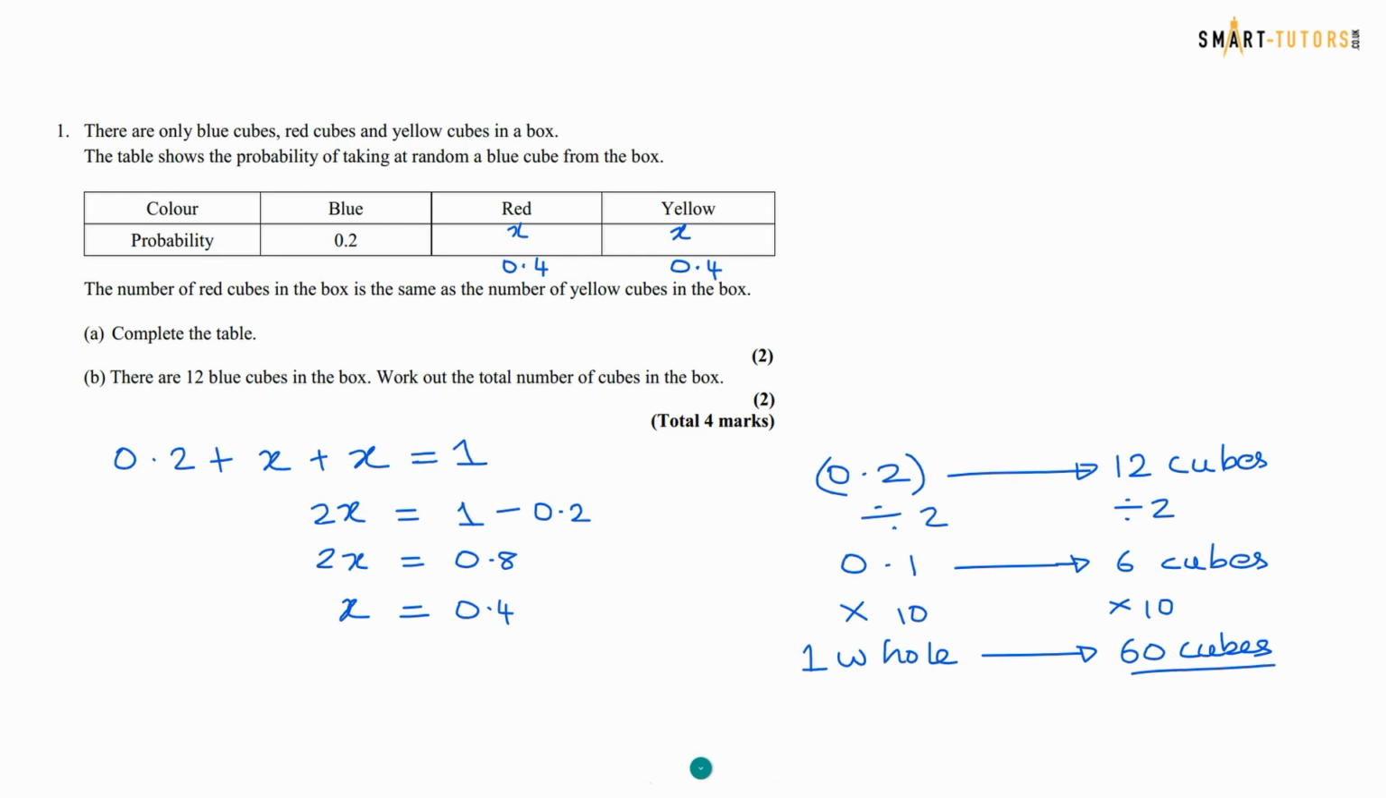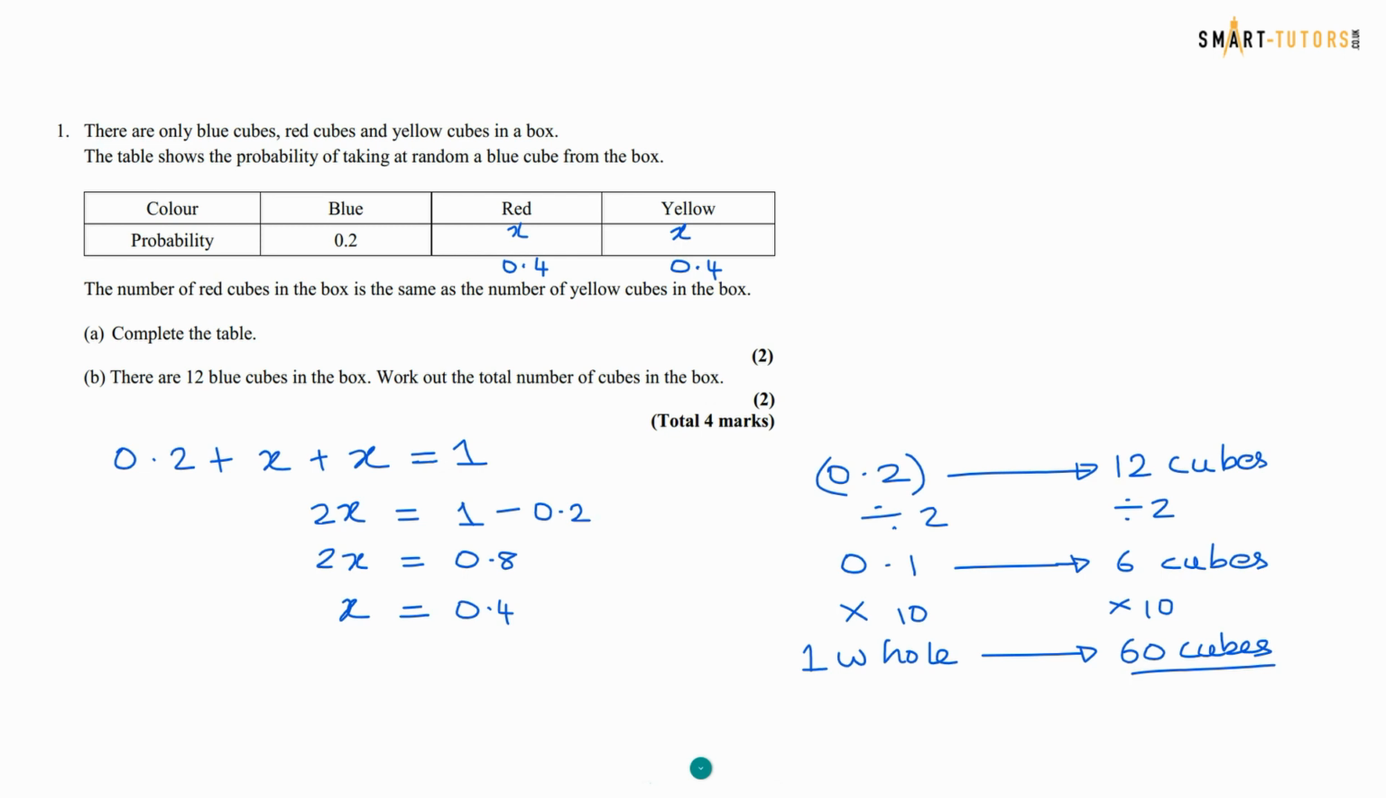Question number 1. There are only blue cubes, red cubes and yellow cubes in a box. The table shows the probability of taking at random a blue cube from the box. In the table, 0.2 is for the blue, and the red and yellow are empty. The number of red cubes in the box is the same as the number of yellow cubes in the box.